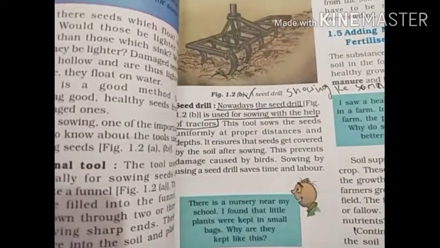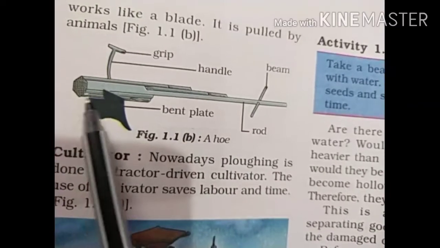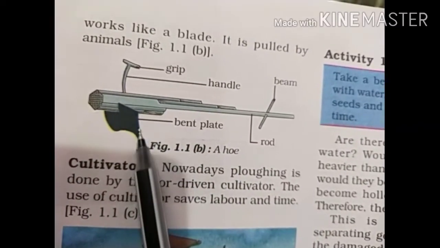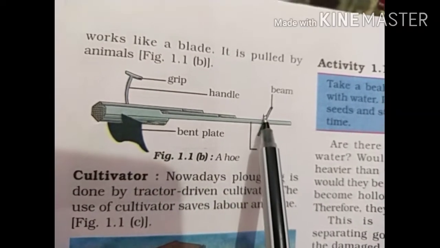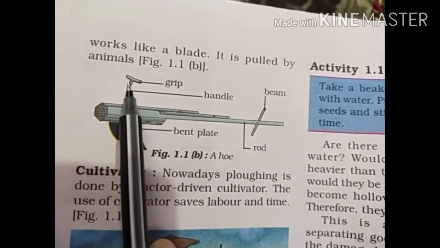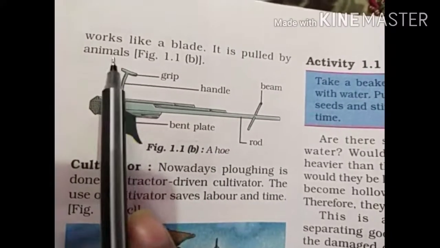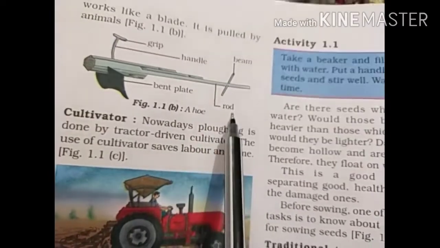So let us see the structure of the hoe. Here the structure has been given. See the structure. This is the structure of the hoe. This is a bent plate. You can see here the bent plate, rod. This is a rod. This is the beam. This is the handle. This is the grip. It works like a blade. It is pulled by the animals. Okay, so this is the structure of the hoe.